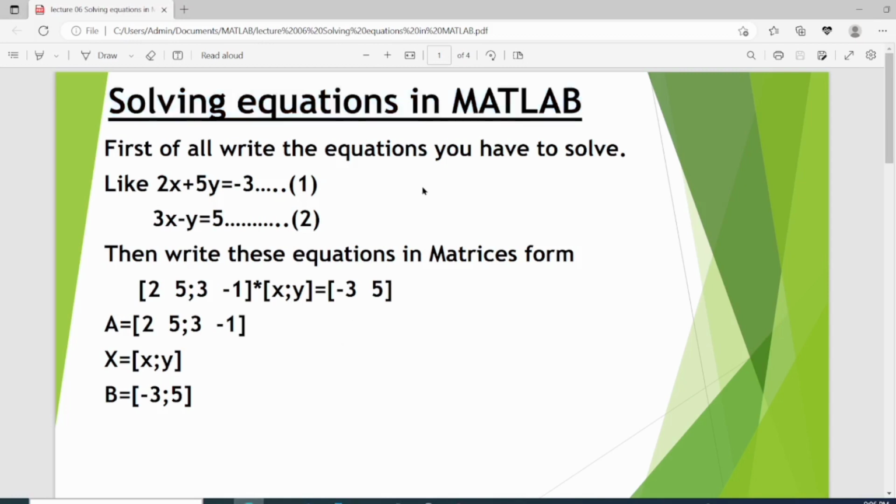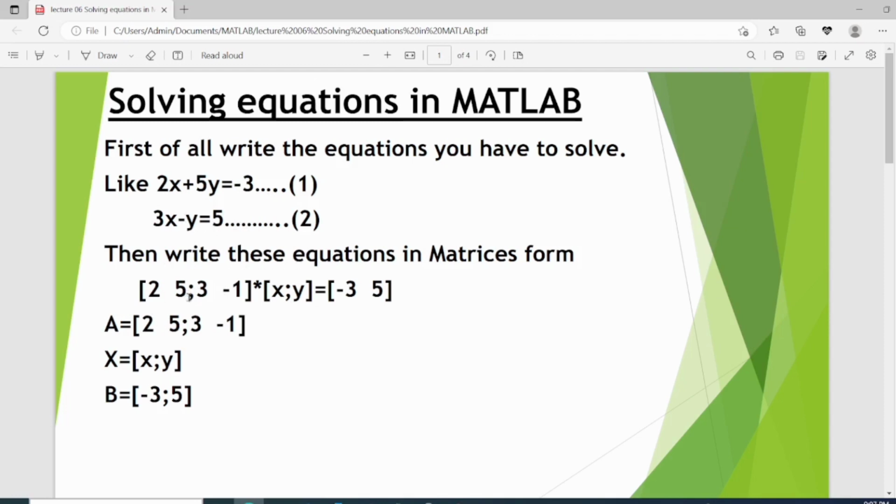First of all, write the equation you have to solve, but write it in comment format if you haven't specified these equations in MATLAB. Suppose the first equation is 2x plus 5y equal to minus 3. This is a general example, not a specific one. And 3x minus y equal to 5. Then write these equations in matrix form.